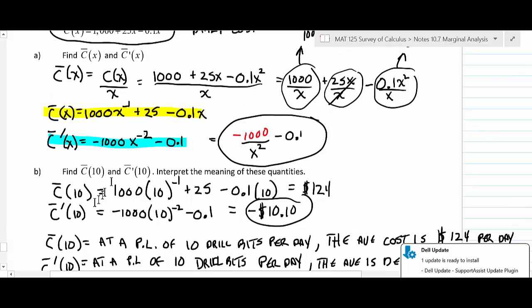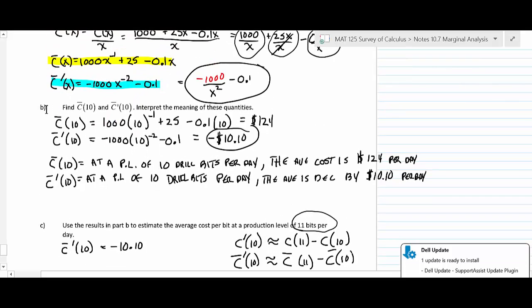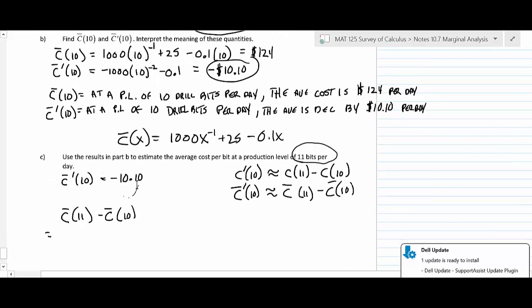So let's take the average cost function, which is what I've got in yellow here. I need to write that down here so I can see what I'm doing. So C bar of X is 1,000 X to the negative 1 plus 25 minus 0.1X. So I'm going to approximate this like this. Let's do 1,000 times 11 to the negative 1 plus 25 minus 0.1 times 11. Okay, and see what that's going to give is the average cost of all 11 drill bits produced.